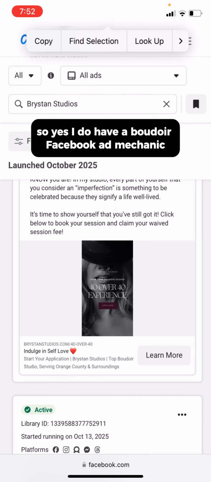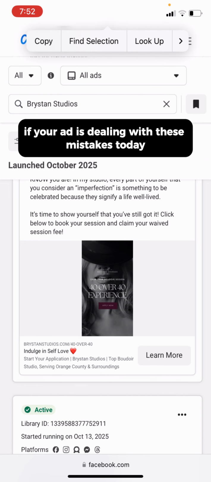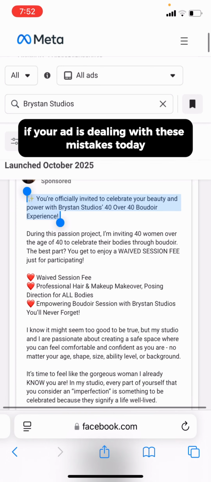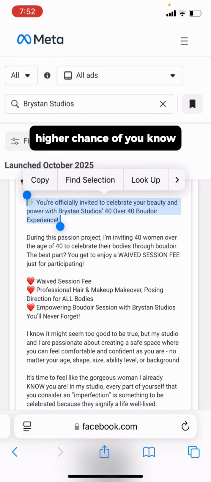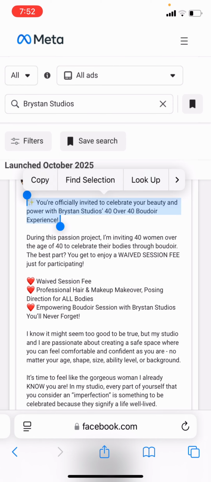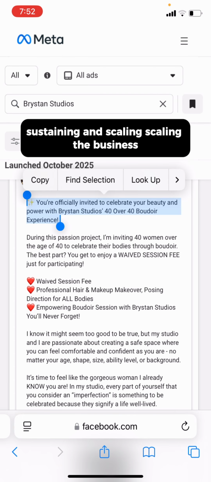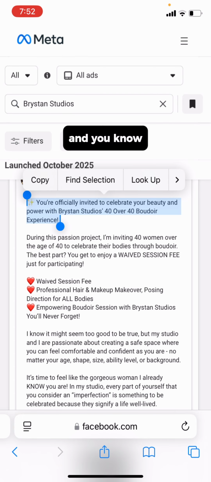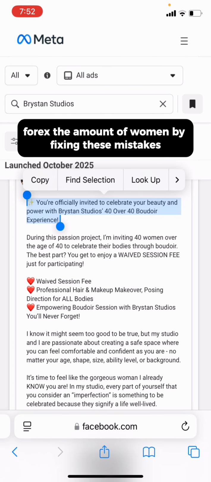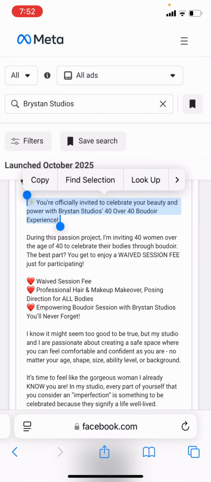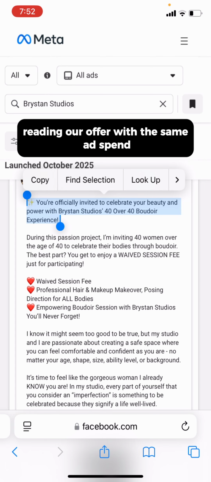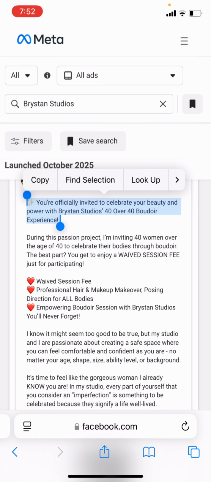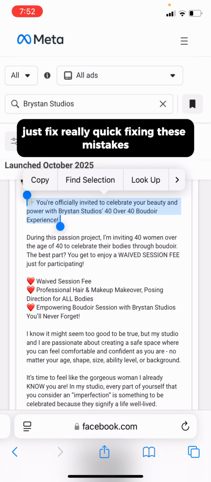So yes, I do have a boudoir Facebook ad mechanic if your ad is dealing with these mistakes today and you want to have better ads, higher chance of getting in the upward spiral of awesomeness, sustaining and scaling the business. And, same as we showed at the beginning, I am able to 2 to 4x the amount of women by fixing these mistakes, 2 to 4x the amount of women coming through, reading the ad, becoming pre-qualified, reading our offer with the same ad spend. Just really quick fixing these mistakes.